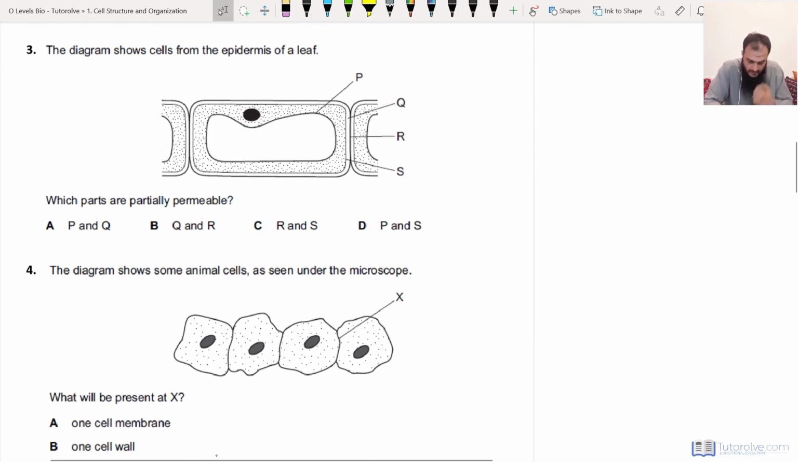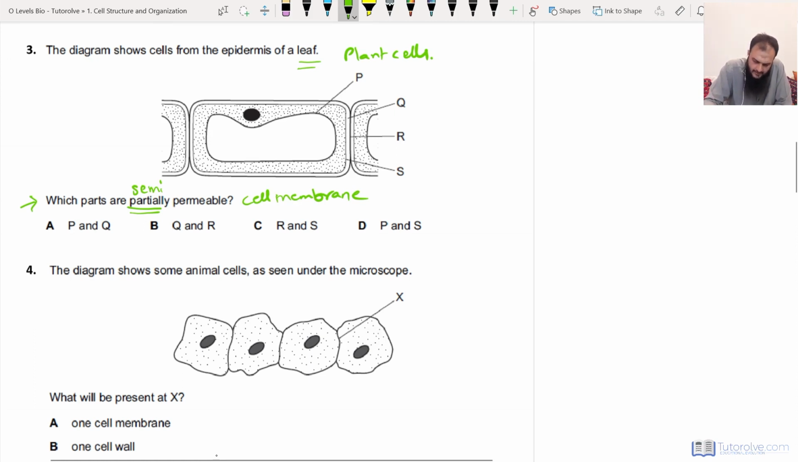Question number 3. The diagram shows cells from the epidermis of a leaf. Leaf means we're talking about plant cells here. It says in the question, which parts are partially permeable? Of course we've learned different words for this, either semi-permeable or partially permeable. So basically he is alluding to the cell membrane, because we know that's the thing that's basically a partially permeable membrane in a plant cell.